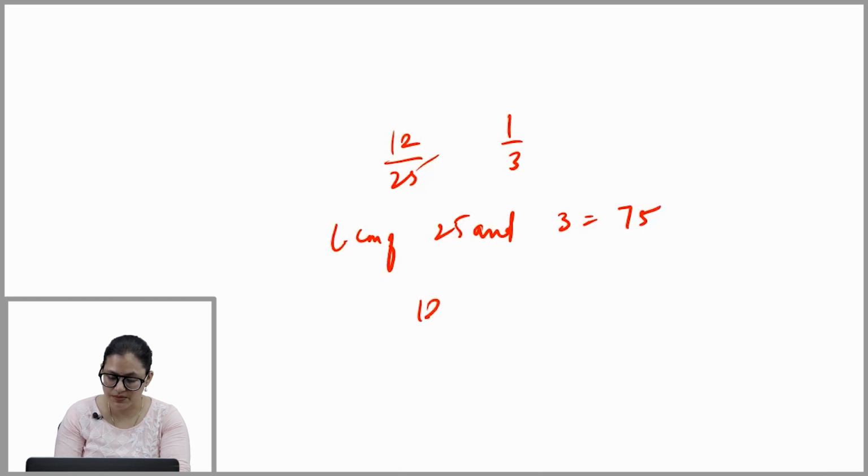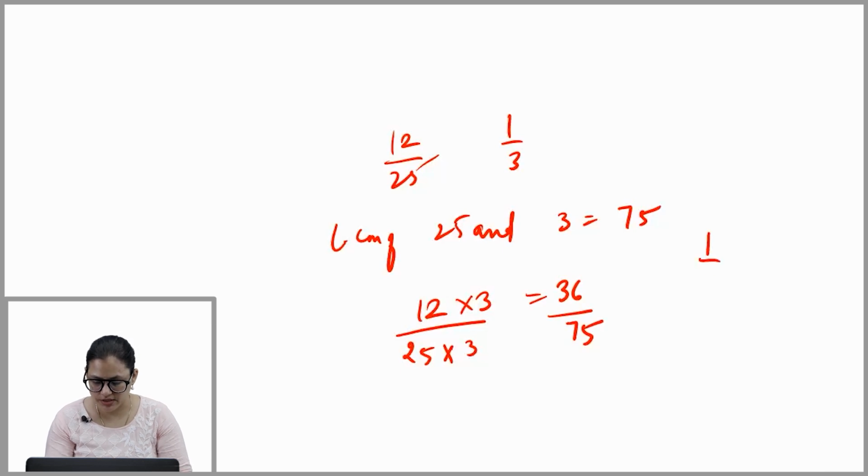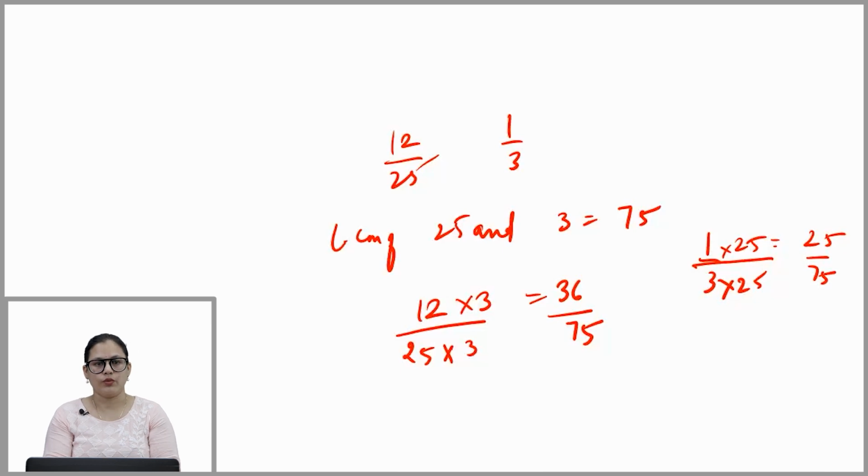Now, let's make the denominator 75. How are you going to make 25 into 75? By multiplying it by 3. So, here you will multiply by 3 also. So, 36 by 75. Then 1 by 3, you will multiply this by which number? You will multiply it by 25, and then here also 25. So, 25 by 75.